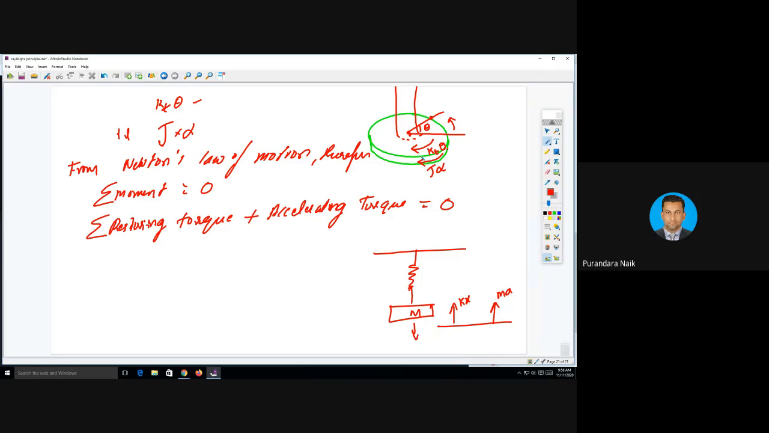So we can compare this with the spring mass system. Only one force, that is M into G, is downward. That's all, correct? But here, no matter of weight, we are going to neglect it. So two forces: restoring torque, that is K_t into theta, positive because it is clockwise, plus accelerating torque, that is J into alpha, also positive, is equal to 0.